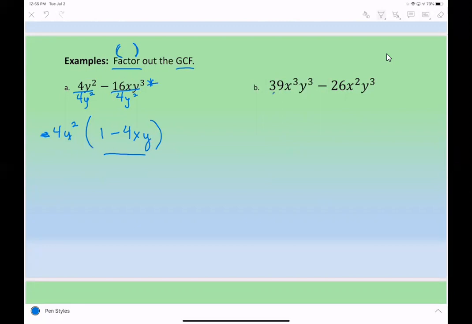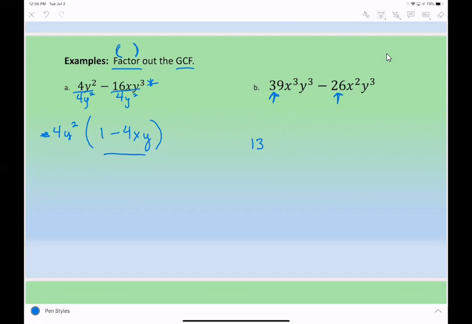Now we're going to look at 39 and 26. The smaller of the two is 26. 26 is 13 times 2, 26 times 1. The largest number is 26, but I know it's not going to work for 39, so the second largest is 13. Does 13 work for 39? It does. So I'm going to write 13 as a GCF.